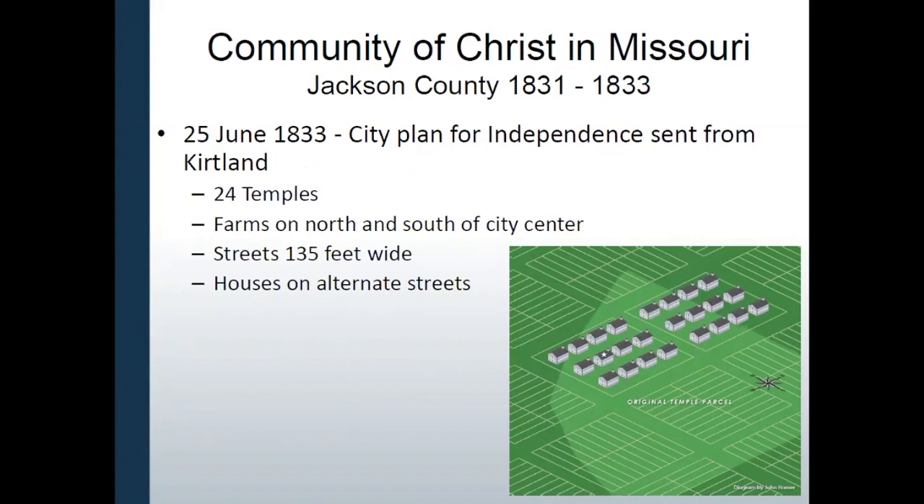So the light green you see in this image, courtesy of John Hamer, is what we eventually buy from Jones Flournoy, the 63-acre temple lot. The light green is the 63 acres. Initially, the temples are going to run east-west, as you see here. There were going to be farms outside of town, streets 135 feet wide.